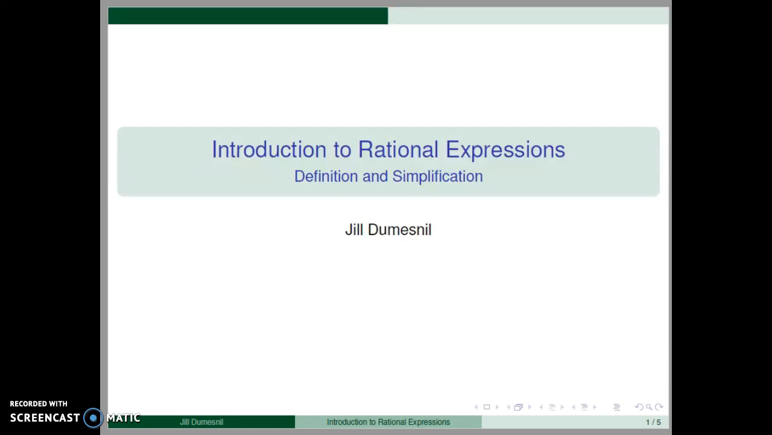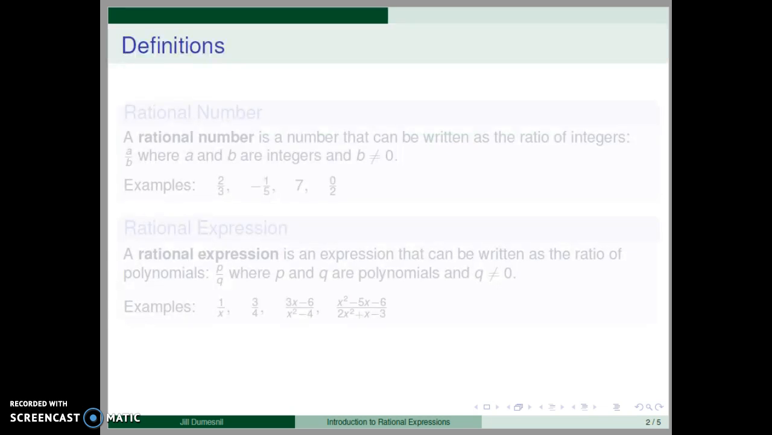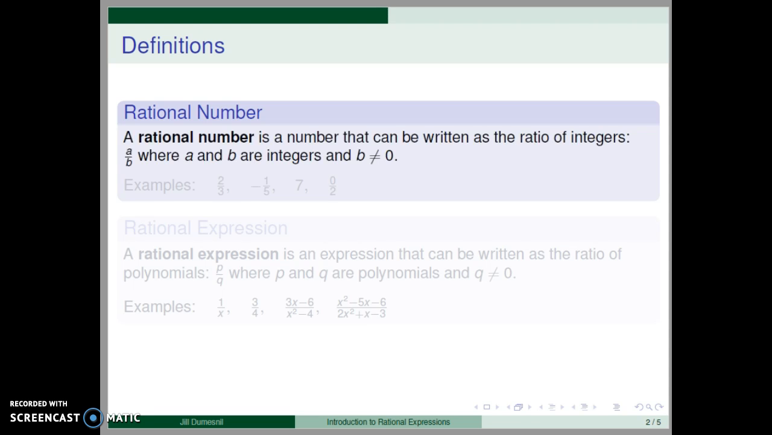This video introduces the concept of a rational expression with definitions and examples. When learning new definitions, it is often helpful to review similar, familiar terms. We begin with the notion of a rational number. Recall that a rational number is a number that can be expressed as a ratio of integers.